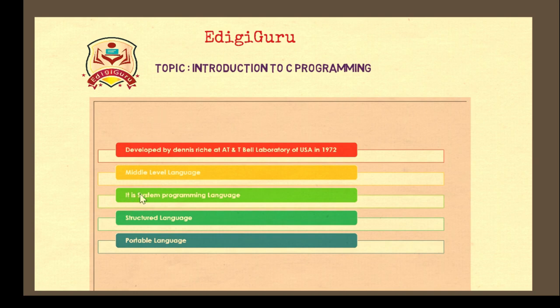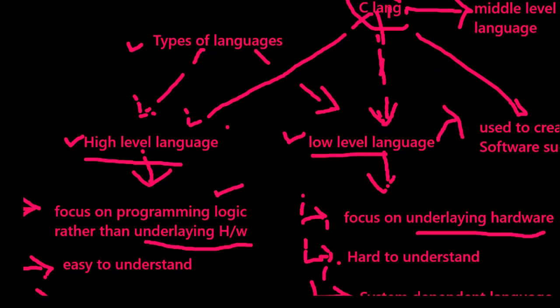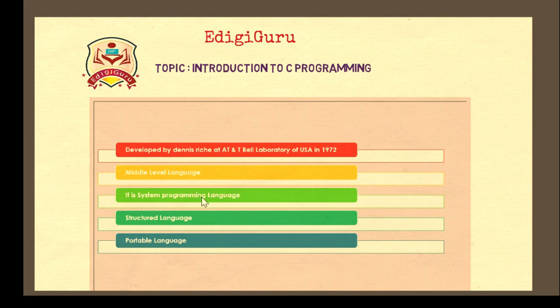Next is C programming is a system programming language. Since C programming is used to create system software, C language uses low level language features, and thus it is used to create system softwares, and thus it is also called a system programming language.